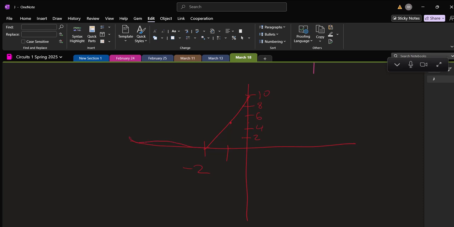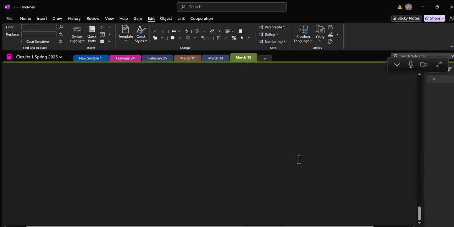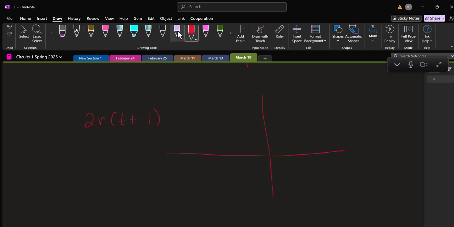So normally whenever it's like 5r t plus 2, would it just keep going up? Yeah. So if I had like 2r t plus 1, for instance, then it would be 0 until I get to -1. And then I would have a slope of 2. And it would just keep going up.